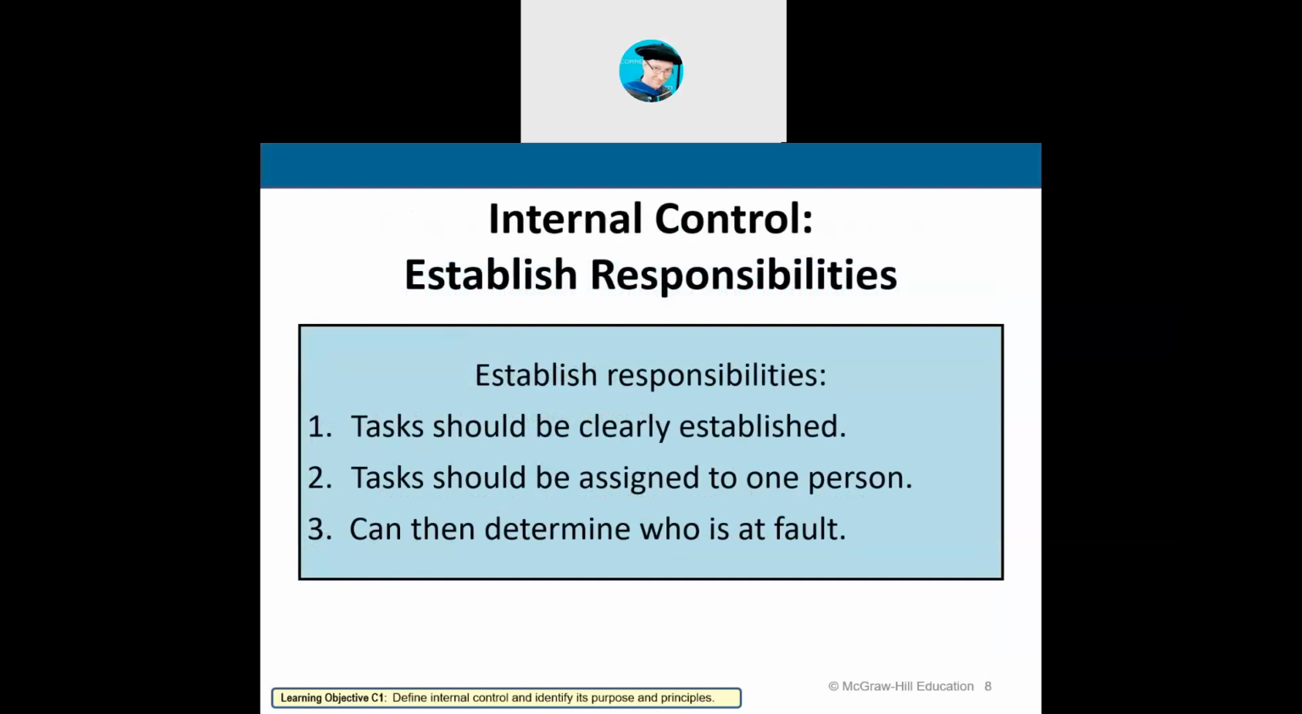When we establish responsibilities, we're looking to make sure that those responsibilities are clearly established. Okay, your responsibility is to XYZ. It should be spelled out. Assign responsibilities to one person or individuals, and determine who is at fault. So when something fails, we've got to blame someone. Someone must have done something, right? I'm like, oh, $1 million is missing from this company. Okay, that's a red flag. Who took it? Who's responsible for it going missing? So who's at fault?